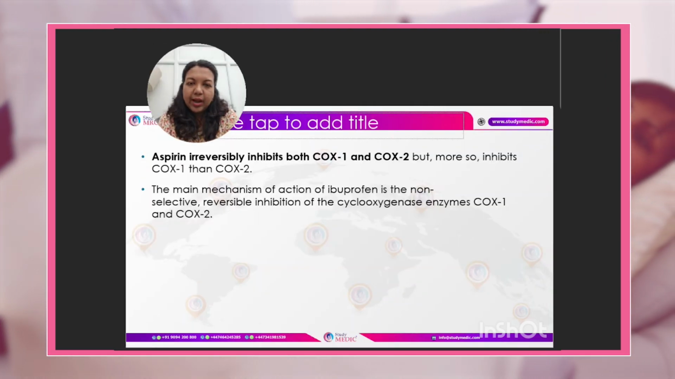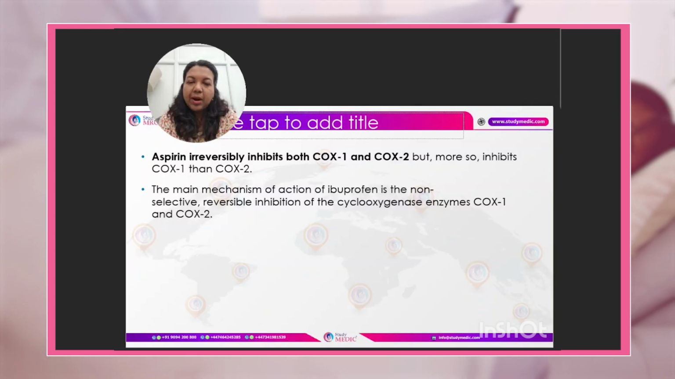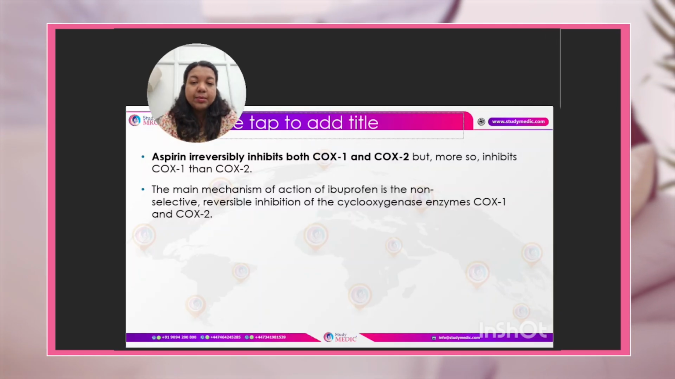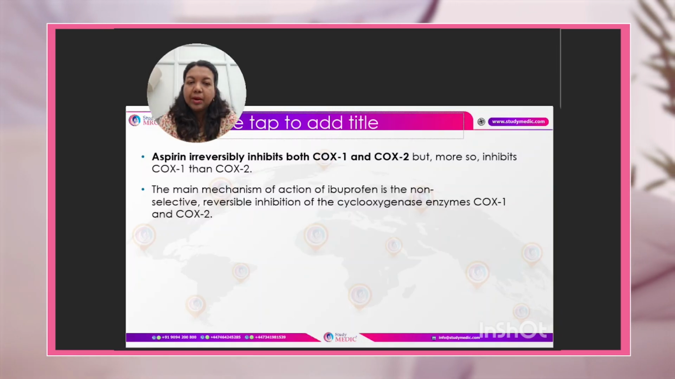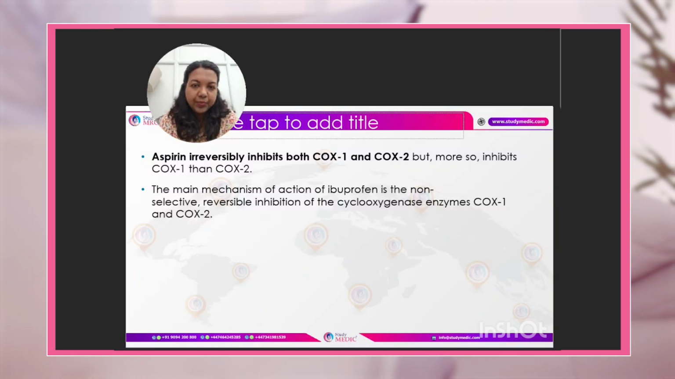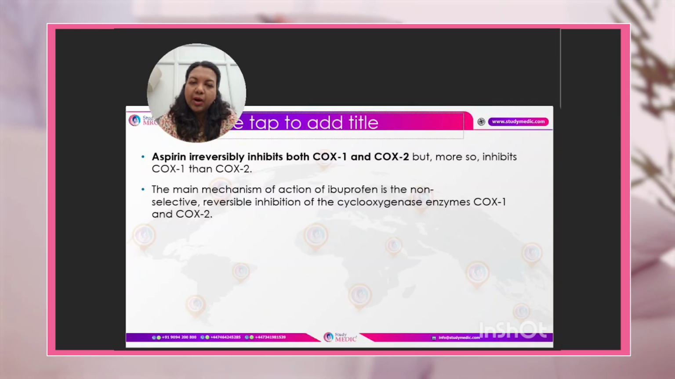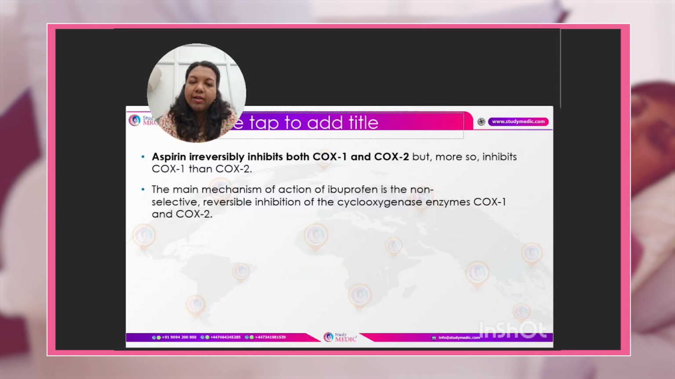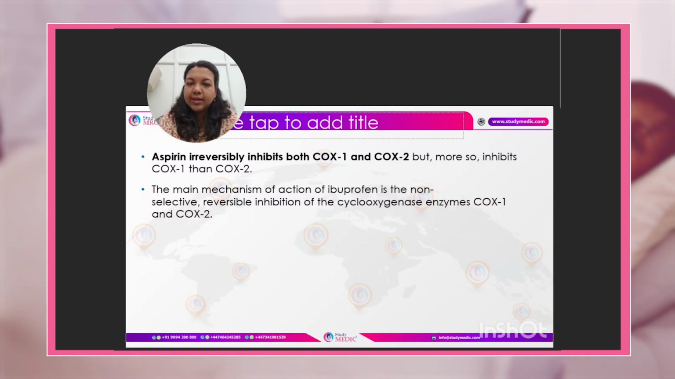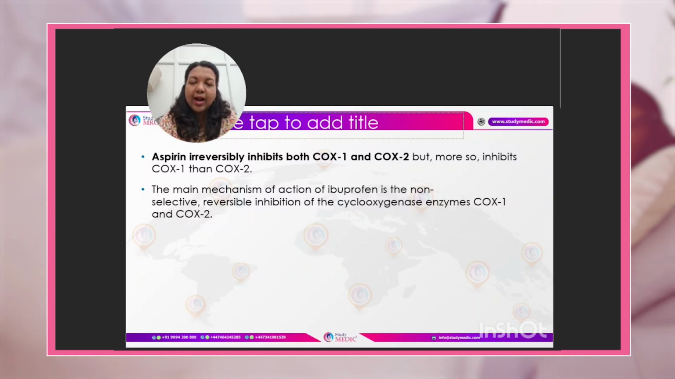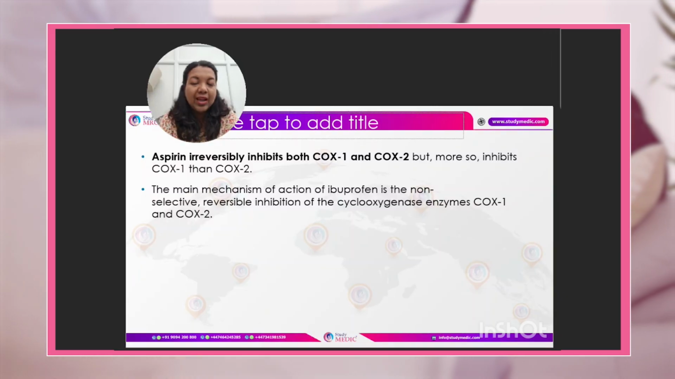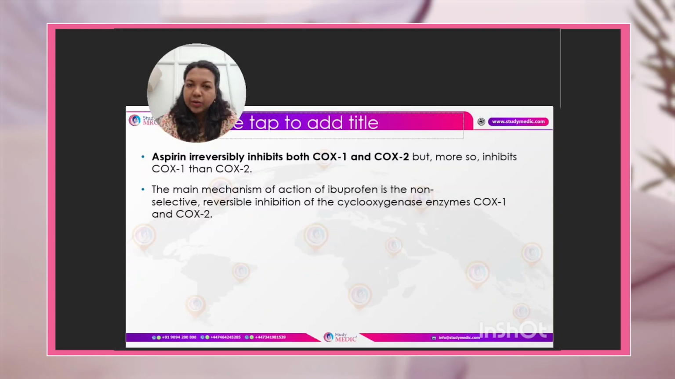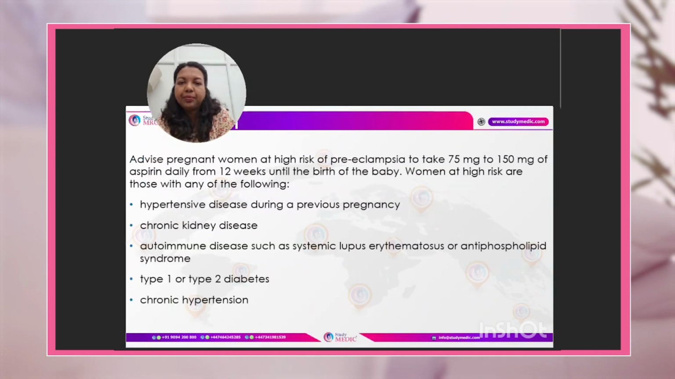What about aspirin and its difference from ibuprofen? This was one of the recalls. Aspirin irreversibly inhibits both COX-1 and COX-2, but more so inhibits COX-1 than COX-2. The main mechanism of action of ibuprofen is non-selective COX-1, COX-2 inhibition, and it is a reversible inhibition of the cyclooxygenase enzymes. So aspirin, more of COX-1 than COX-2, irreversible. Ibuprofen, equal effect on COX-1, COX-2, and it is reversible.